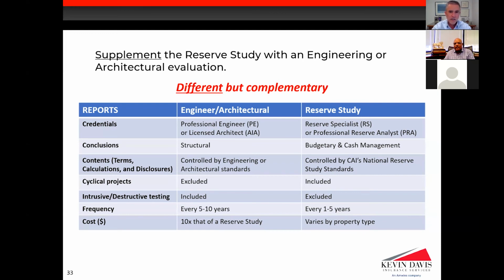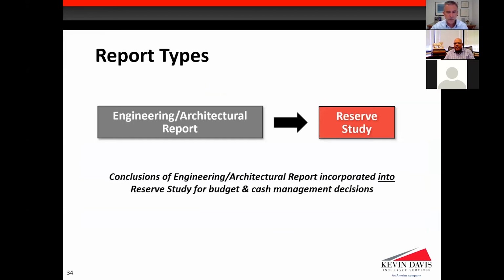And the cost of an engineering and architectural report is often 10 times that of a reserve study. And every reserve study varies by property type. If it's a simple property, it's inexpensive. If it's a big and complex property, a 250 unit condo, 8 buildings, 13 elevators, you can see that that's very different from a nice little 6-unit condo on the beach somewhere. So what we're looking at is different documents, but let me make it clear that they work well together.